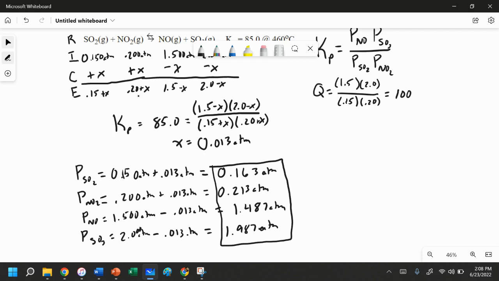So the key in this one is, one, that you're using partial pressures, not concentrations. Since you're given an initial amount of every single species, you do have to figure out which direction equilibrium will shift. Will it shift to the right? Will our reactants make more products, or will our products make more reactants? And then solve the problem just like we did in the concentration example.